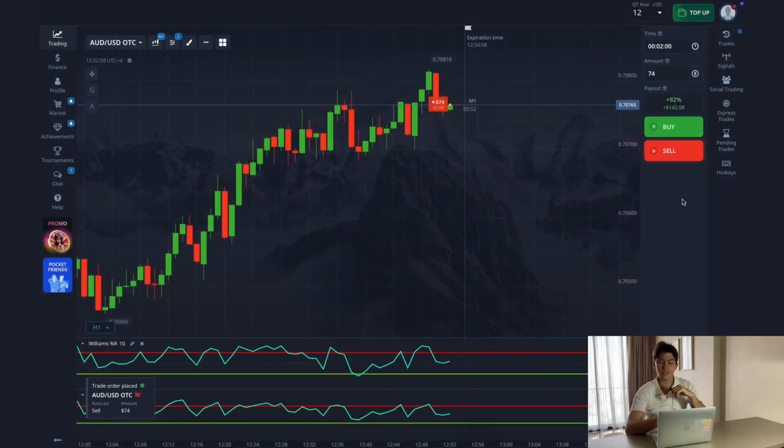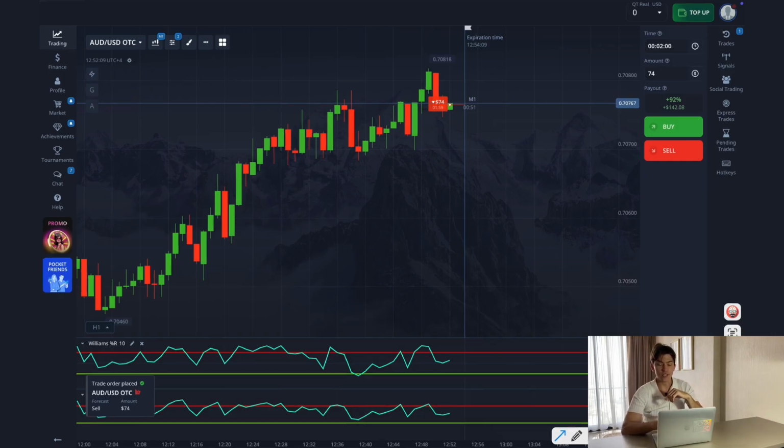Alright, take a look here. Right from the start, you can see the upside move starting to lose steam. Expiration is 2 minutes and I'm opening a sell trade for $74. Now let me walk you through how this setup works so the logic stays clean and structured.